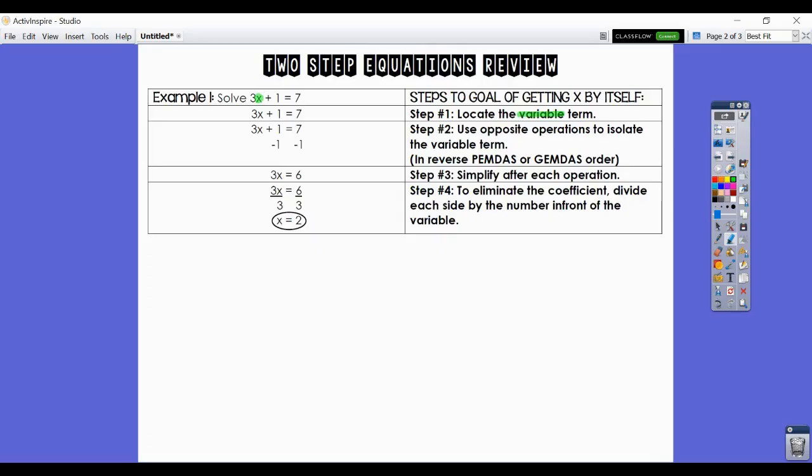So I have to now, for step number 2, use those opposite operations to isolate that variable. I want that variable, like I said, all by itself. When you are solving these equations, this is an important step, but you always want to go in reverse PEMDAS order. So I'm going to be doing subtracting and addition first, then multiplication division, then exponents parentheses.